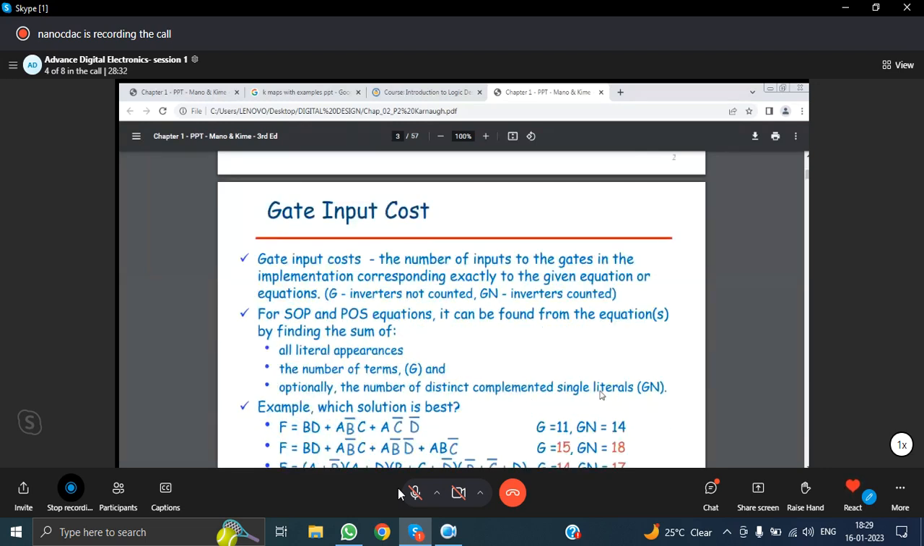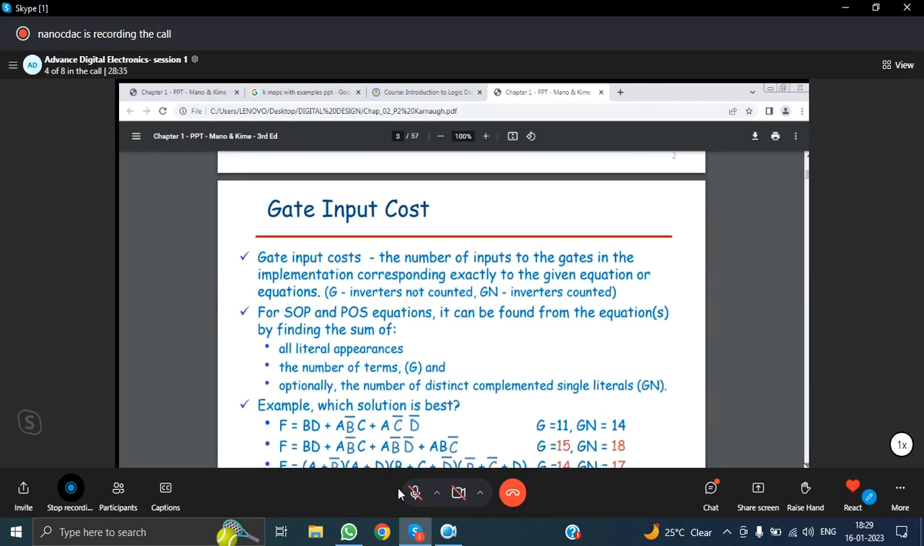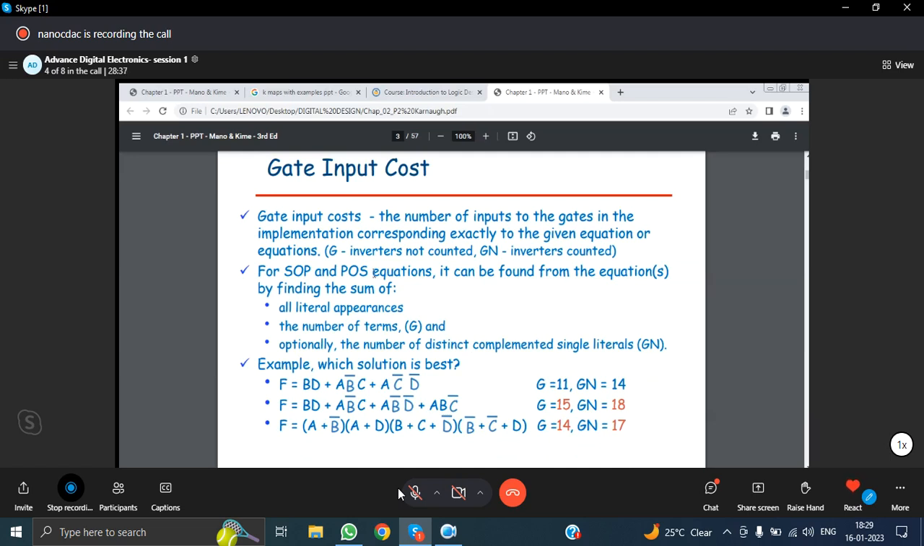And the second one is gate input cost. We can cut down the gate input cost also. So what is this gate input cost? The number of inputs to the gates in the implementation corresponding exactly to the given equation or equations. Okay, so gate inverters are not counted, GN ante inverters counted. I'll read it once again. Number of inputs to the gates in the implementation corresponding exactly to the given equation or equations. Okay, so number of gate inputs.